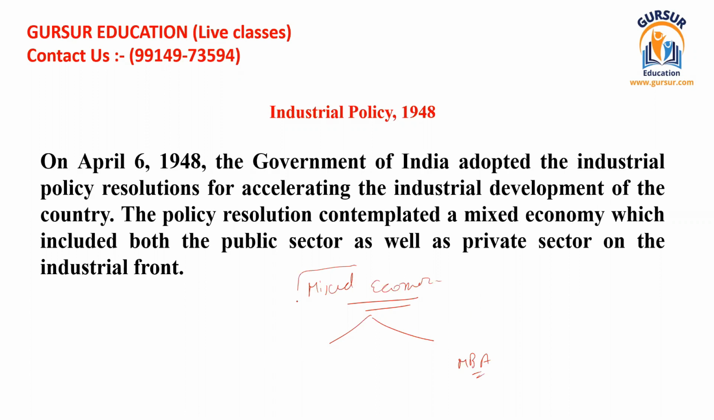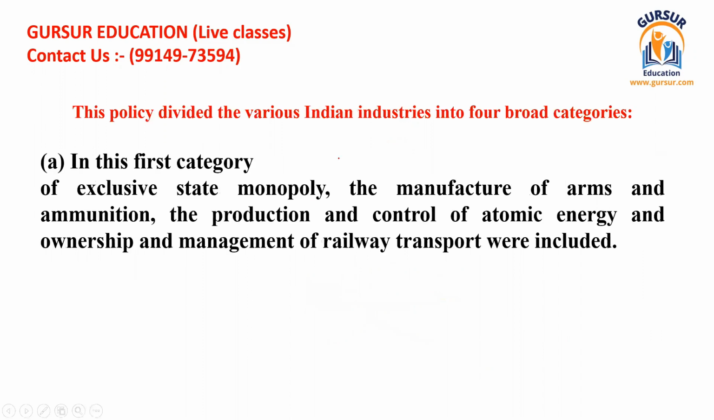So we can conclude that the Indian economy is a mixed economy, which is the summation of both public and private sector. And in the industrial policy of 1948, attention to both these sectors was given. Okay, so how that was given, I'm going to explain to you. This particular policy of 1948 divided Indian industries into four categories. Okay, in four categories the industries were divided.